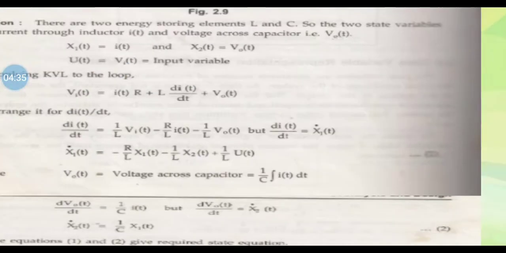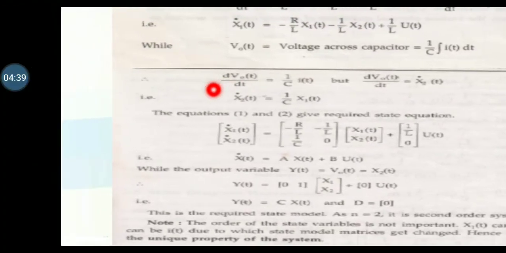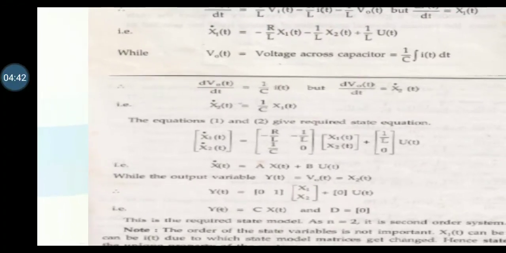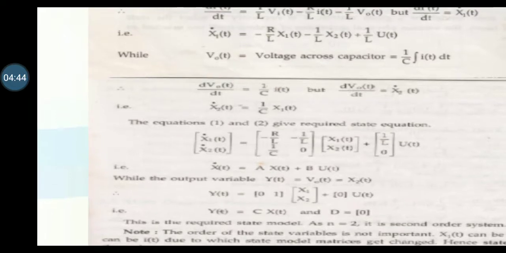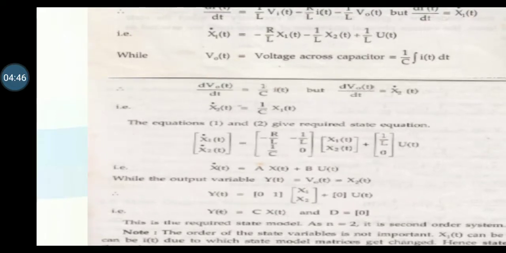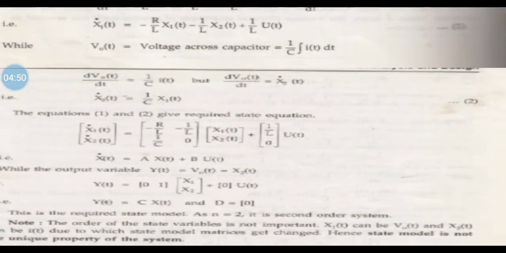Similarly, x2 dot t is equal to 1 by C x1 t. Is it clear? So this is taken as equation 1, x1 dot t, and x2 dot t is taken as equation 2. So equations 1 and 2 give the required state equations.